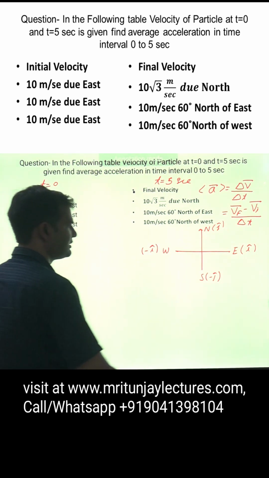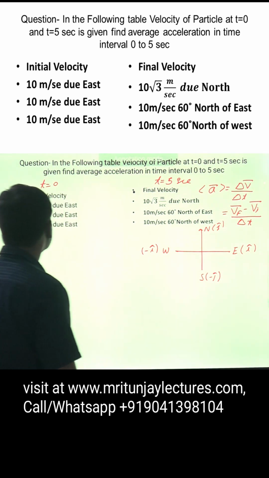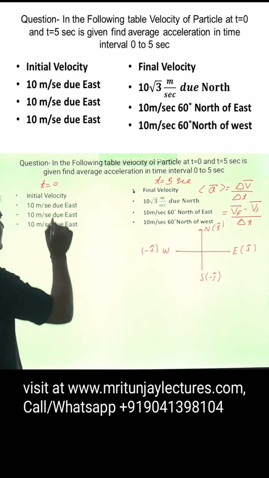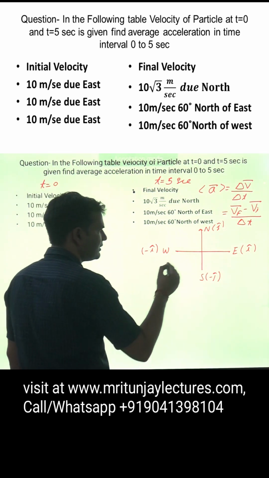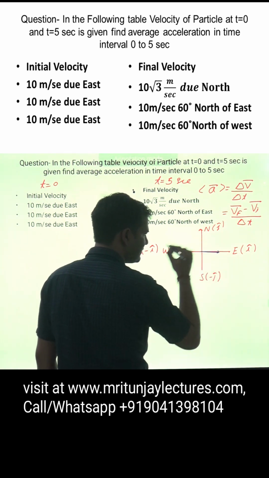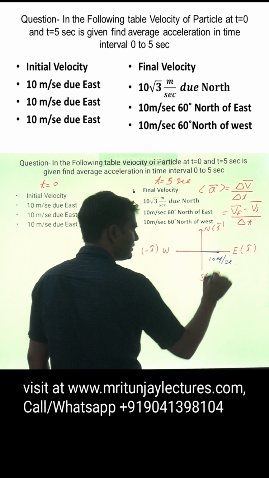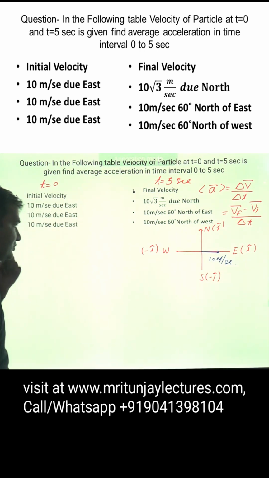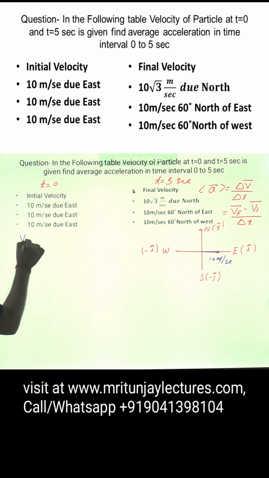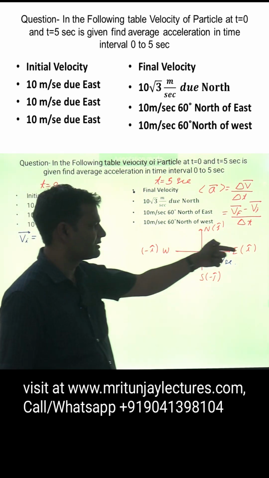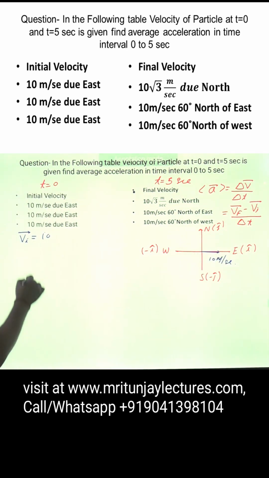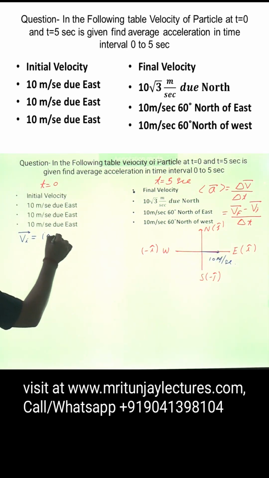Now according to the question, the initial velocity is 10 meter per second due east. Due east means that one. Here 10 meter per second. So what about Vi? Vi is written as 10 meter per second in which direction? i cap. That is i cap. Clear or not?